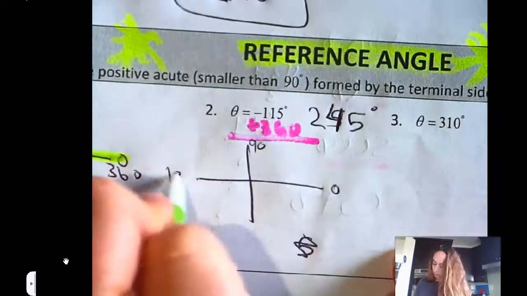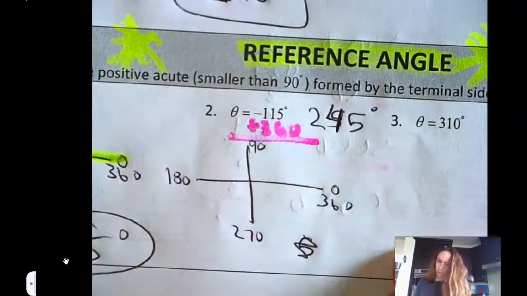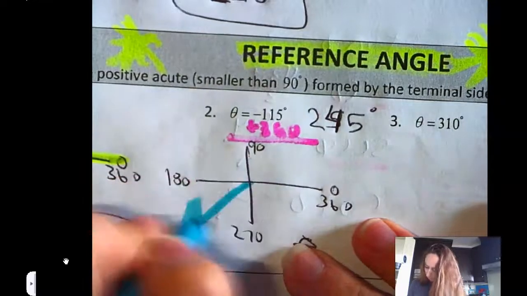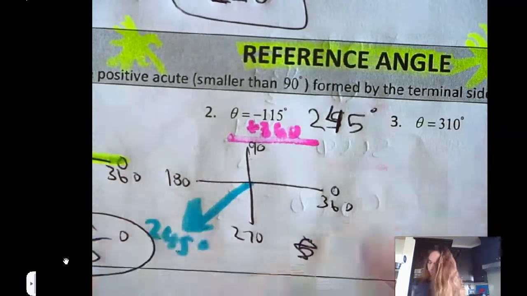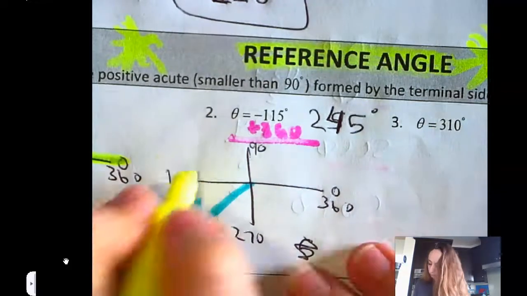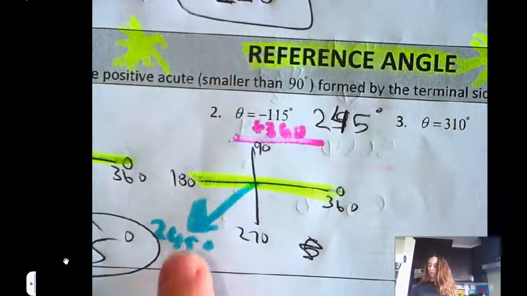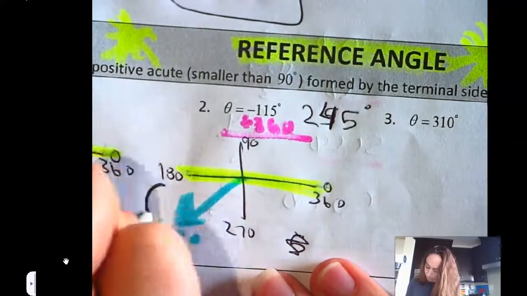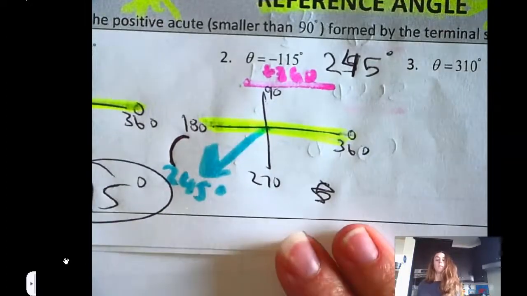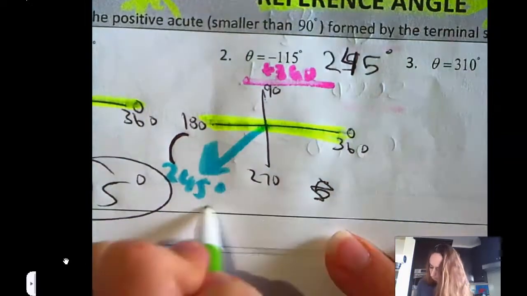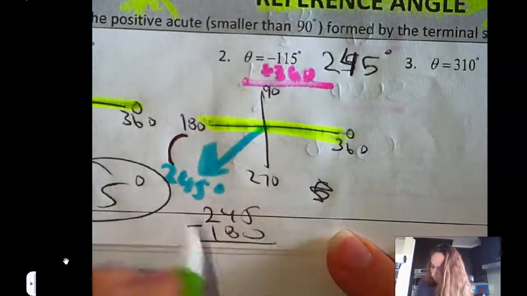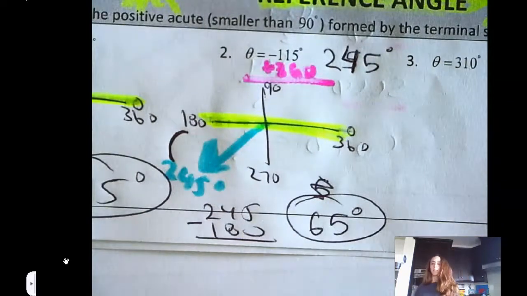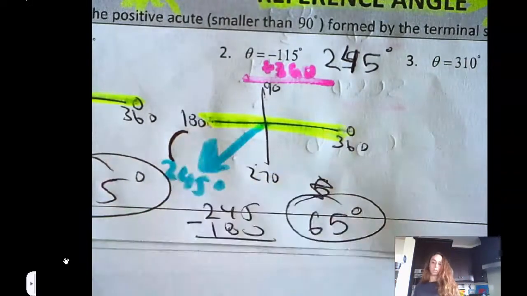0, 90, 180, 270, 360. So 245 is somewhere over here. Now, my reference angle is based on the x-axis. So, do I look at the 270? No, it's not the reference I go to. So I go to here. I want to find the distance between here and here. When you find distance between things, you subtract the difference. So 245 minus 180, 65 degrees. It'll always be less than 90 because the distance from here to here is only 90 degrees.